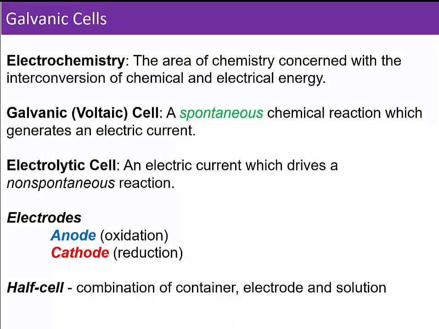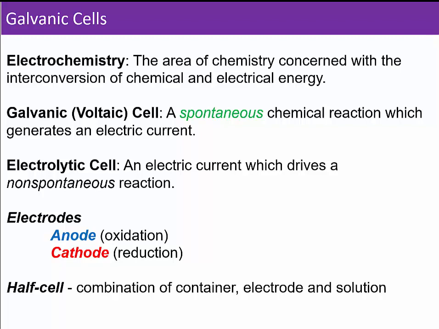All right, so electrochemistry is the area of chemistry concerned with the interconversion of chemical and electrical energy. Galvanic cells, or voltaic cells, they're called the same thing, is a spontaneous chemical reaction which generates an electric current and a potential. An electrolytic cell is the opposite of that, in which you are providing power to drive a non-spontaneous reaction. Electrical current drives a non-spontaneous reaction. You have electrodes. One is an anode and the other is the cathode. The anode is where the oxidation occurs and the cathode is where the reduction occurs.